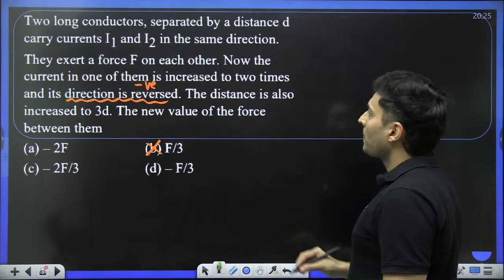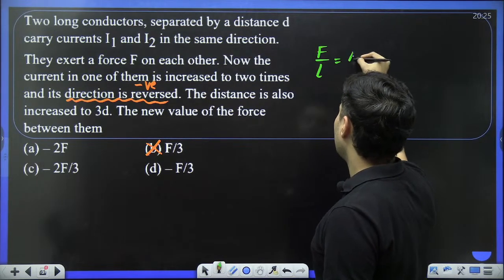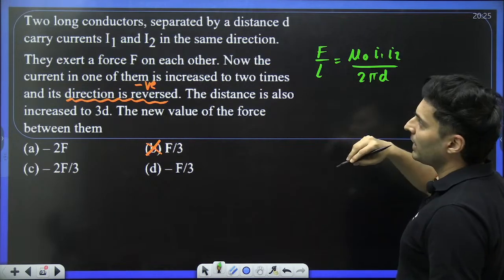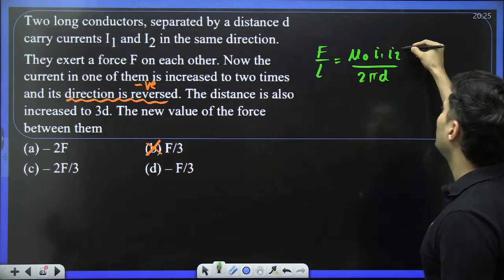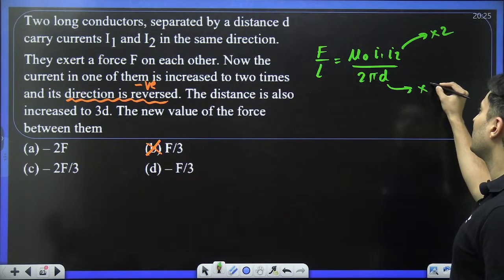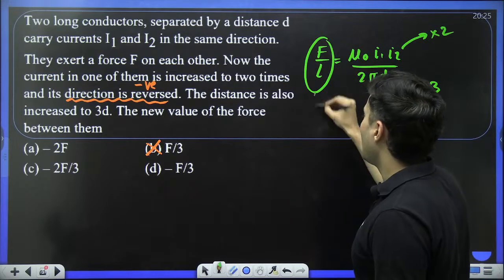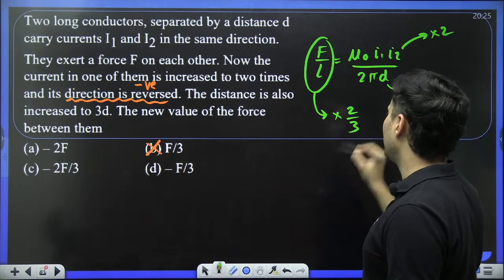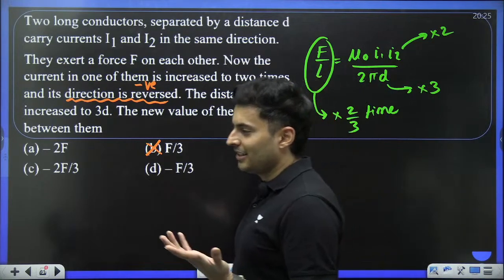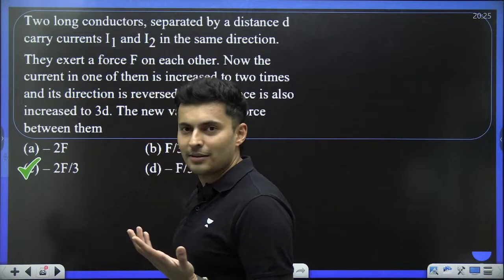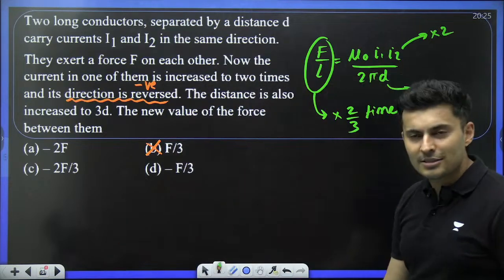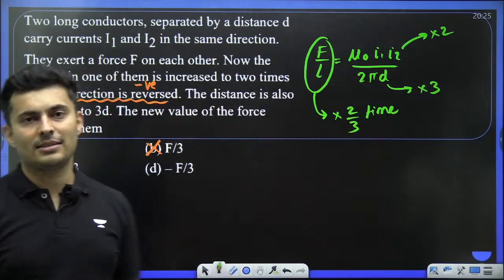Okay. Next step. The force acting per unit length is mu naught I1 I2 divided by 2 pi d. Notice what you have done. You have increased one of the currents 2 times, so you have multiplied the numerator 2 times. The distance has been increased to 3 times. So won't this as a whole change by 2 by 3 times? Won't it become 2/3 times? So 2/3, where is 2/3? Only in option C. That's the correct answer. Perfect. 2/3 but with a negative sign. So that is the answer. Simple. If you know the formula, you can do it like this.